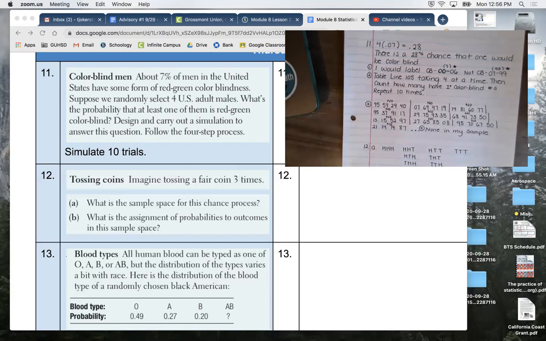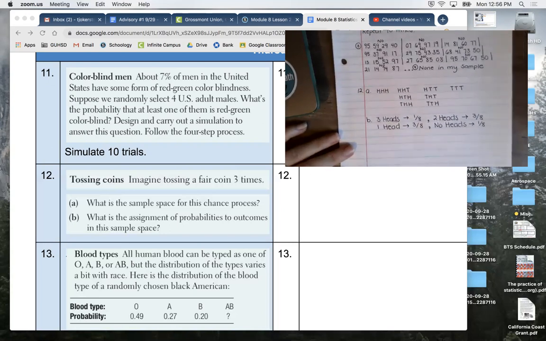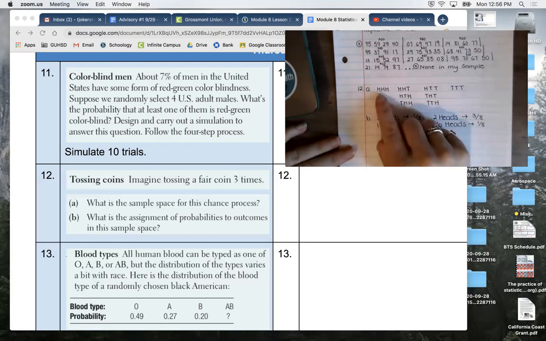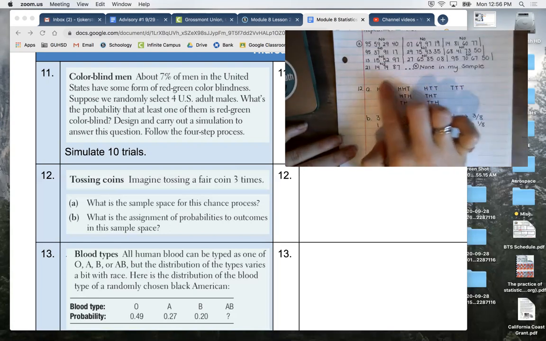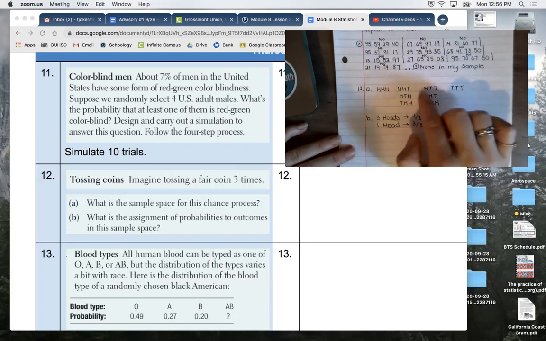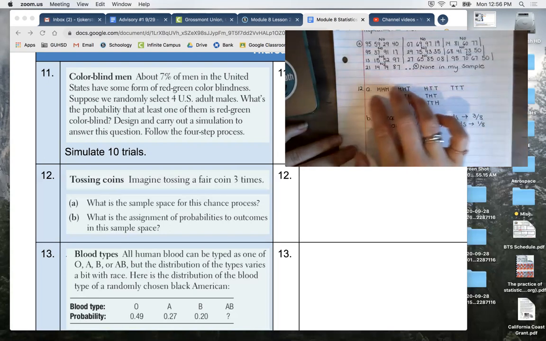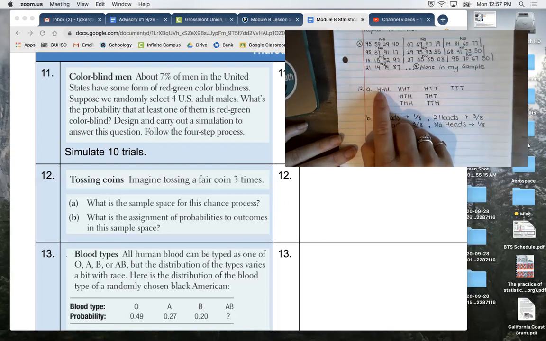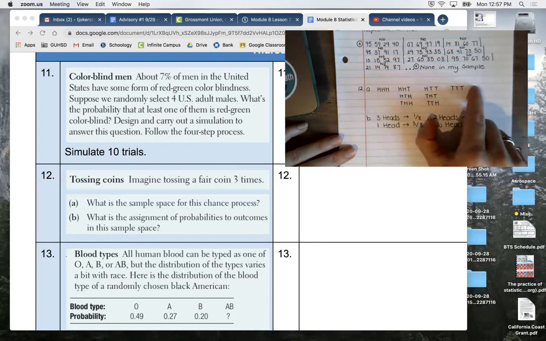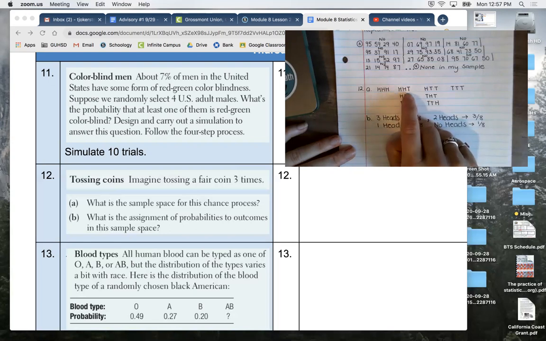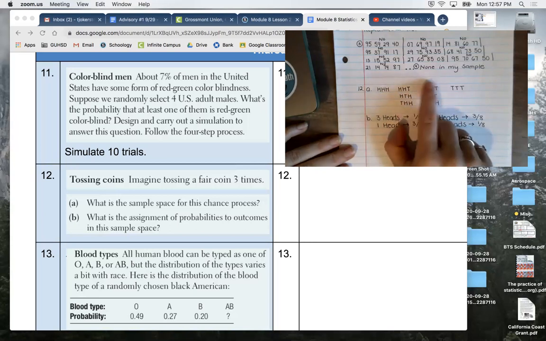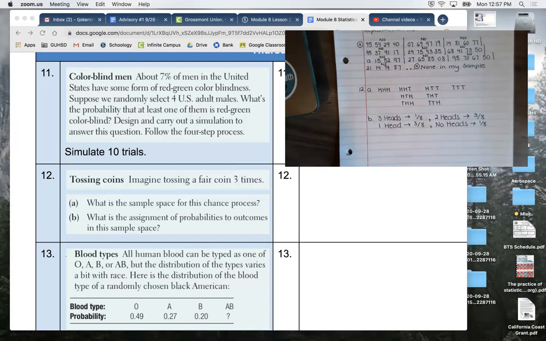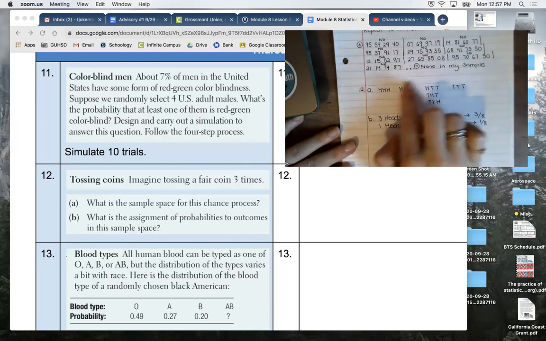Moving on to number 12, it says tossing a coin 3 times. What is the sample space for this? Well, I decided to look at 3 heads, 2 heads, 1 head, and no heads. I could toss a coin 3 times and get heads every time, or tails every time. The only other option is to get heads twice, but there are different ways that can happen. I get a heads, a heads, a tails. Or I get a heads, then a tails, and then a heads. So there are different ways that both of these events can happen. That's how I like to list my sample space for this.